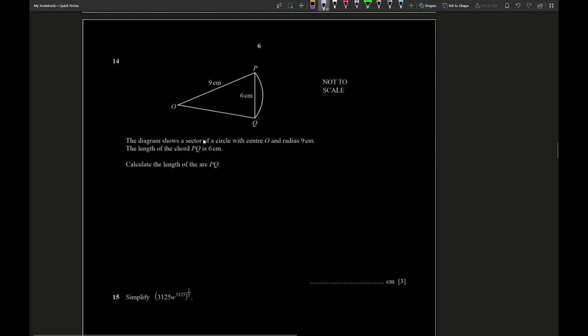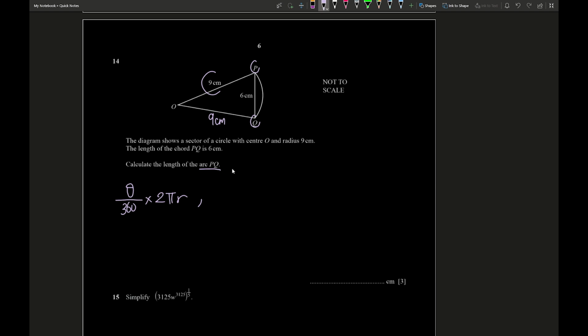Question number 14. The diagram shows the sector of a circle with center O and radius 9 centimeters. The length of the chord PQ is 6. Calculate the length of the arc PQ. You should know that the arc length is equal to theta divided by 360 multiplied by 2 pi r, where r is the radius of the circle and theta is the angle between the two radii subtended by the arc. We already know that the radius is 9 centimeters because P and Q form a chord, which means that P and Q are both points on the circumference of the circle, so OP and OQ are the radii of the circle.